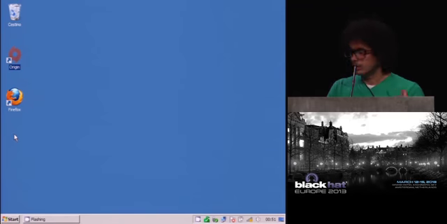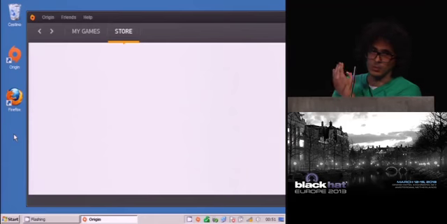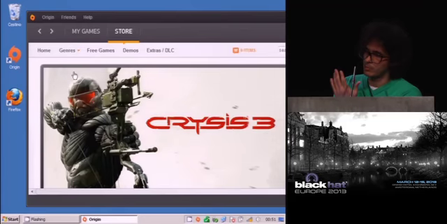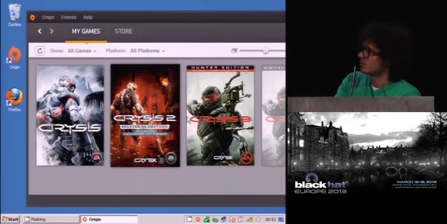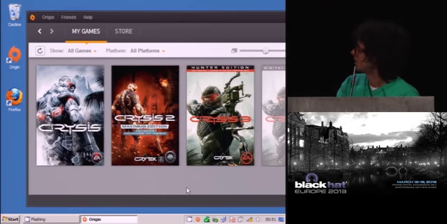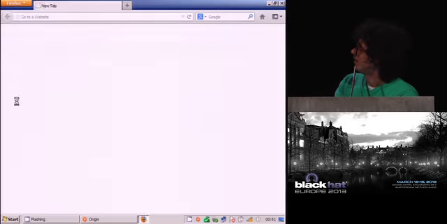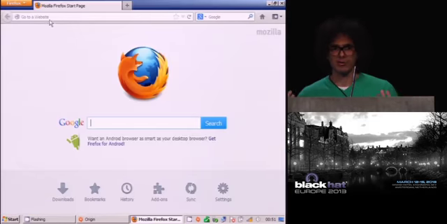Okay, here you can see the Origin interface, store and my library. These are the games I have on my account. Okay, I like Crysis. And now we start the browser.